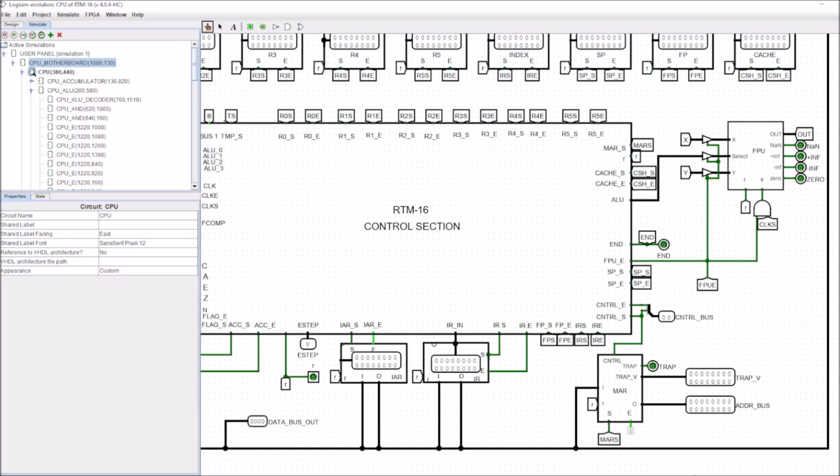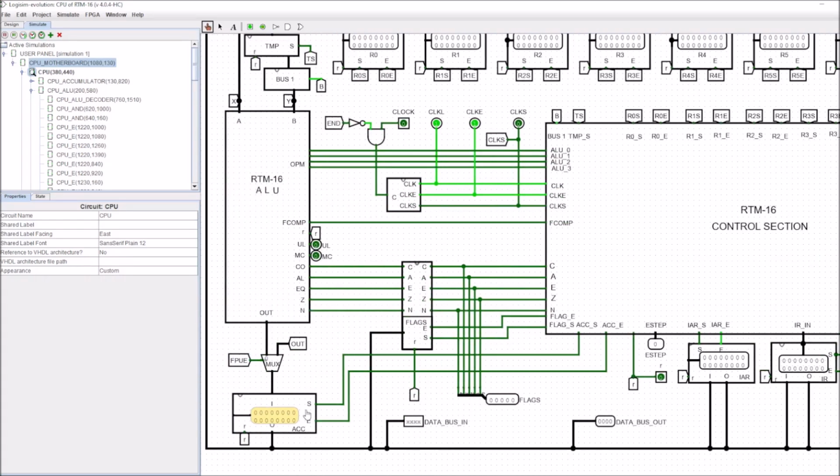And that output is going to come along and it's going to get passed through the multiplexer because FPU goes high and it chooses this output here. So the floating point unit output now goes into the accumulator and gets passed into the bus.